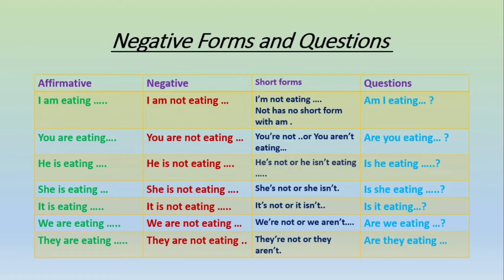For example, now you're eating. Are you eating? Just take are out at the very beginning. Are you eating? Yes, I am. No, I am not. Or yes, you are. No, you are not. And so on. He is eating. He is not eating. He's not, or he isn't. Is he eating? Yes, he is. No, he isn't. The others go in the same way, and let's save our time for another idea.